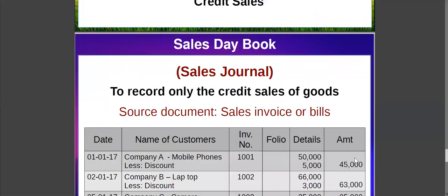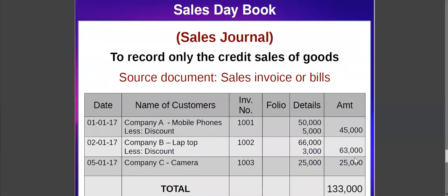Sales day book, credit sales alone. To record only the credit sales of goods, it is called sales day book. Source of document: sales invoice or bill, date, name of the customer, debtors, company A mobile phone, list price, less discount. So the net amount only you have to write in this amount column.